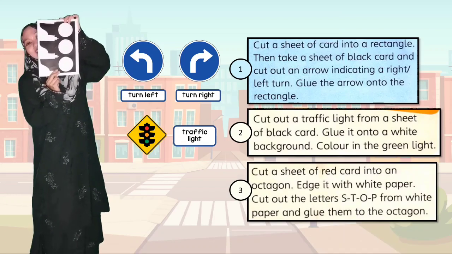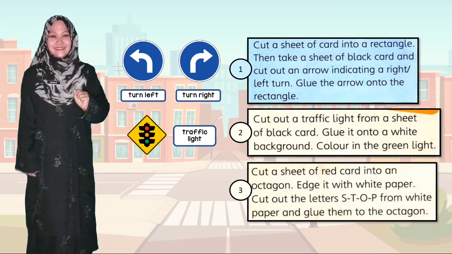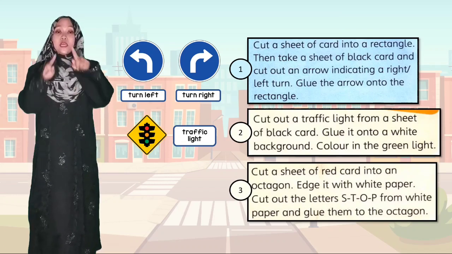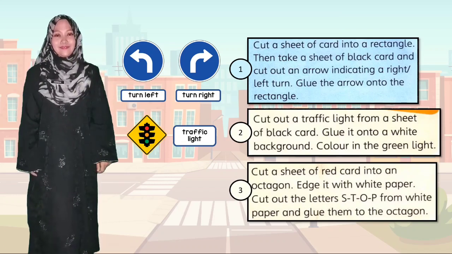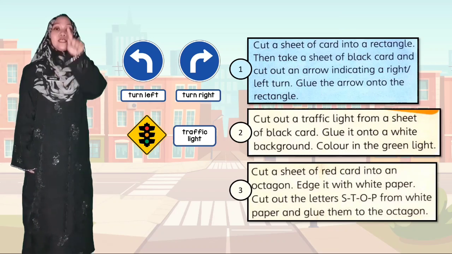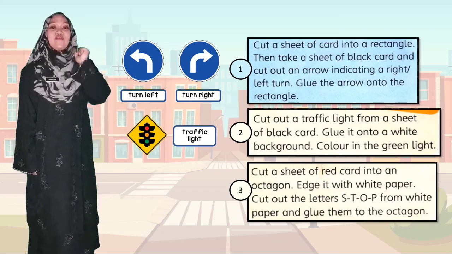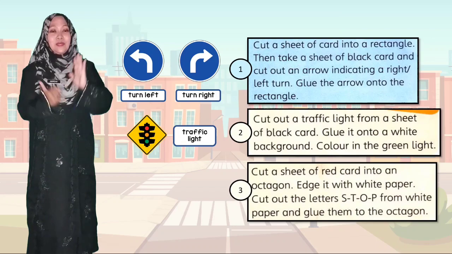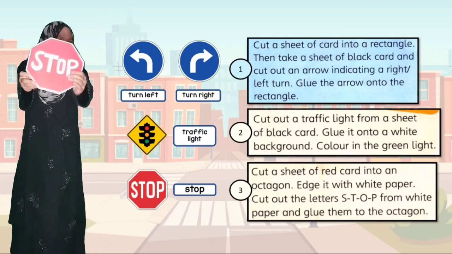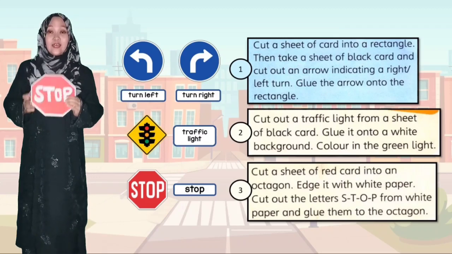It is traffic light. Instruction number 3. Cut a sheet of red card into an octagon. Etch it with white paper. Cut out the letters S-T-O from white paper and glue them to the octagon. So, stop! The instruction refers to the sign of stop.